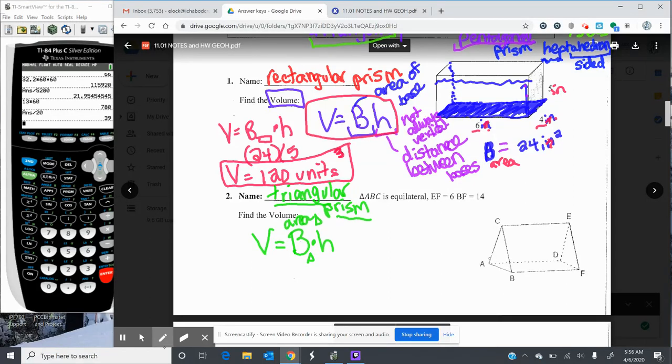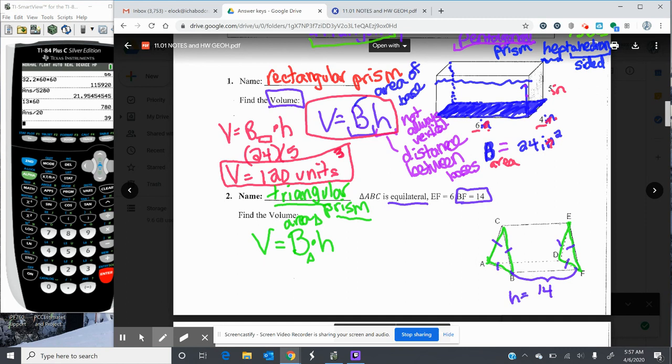So looking at the triangles here, we have triangle ABC. That's parallel to triangle DEF. And they tell you triangle ABC is equilateral. So we know AB, BC, and AC are equal to EF, DE, and FD. They also tell you from B to F is 14 units long. Now that measure is the distance between the two base shapes. So that's our height essentially here.